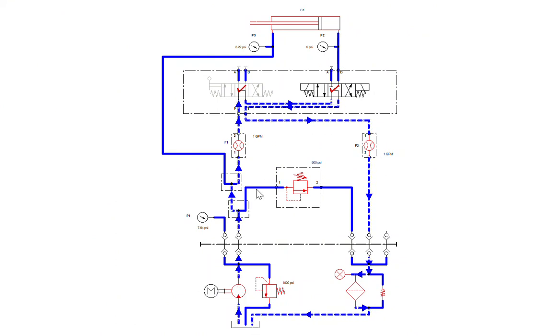In the neutral position, we haven't really changed anything. Pump flow comes up. It doesn't go through the relief valve because it's closed. It takes 600 psi to open it. The flow goes up through the flow meter, through the valves, and back to tank. 1 GPM in and 1 GPM out.